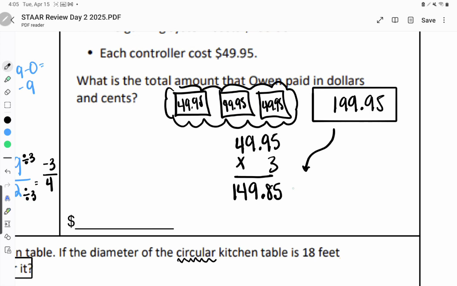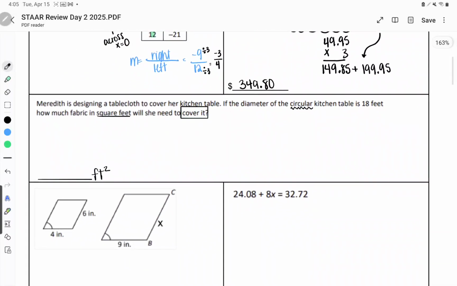Then I still have the cost of my gaming console. And what do I do with that? I would add that. So I would do plus $199.95, and that's going to give me my total, which is $349.80.